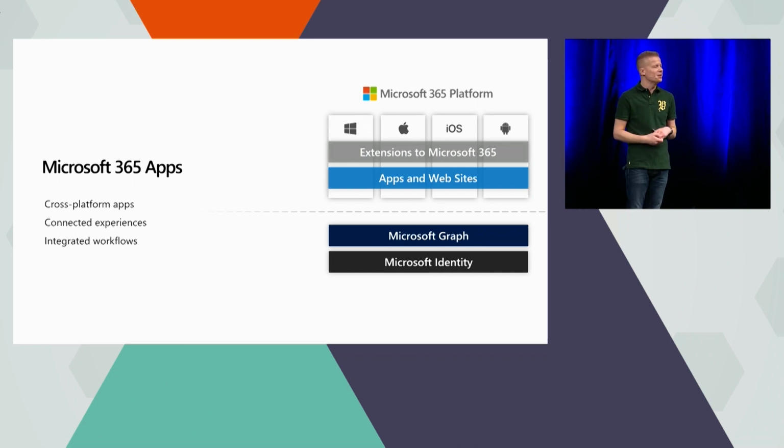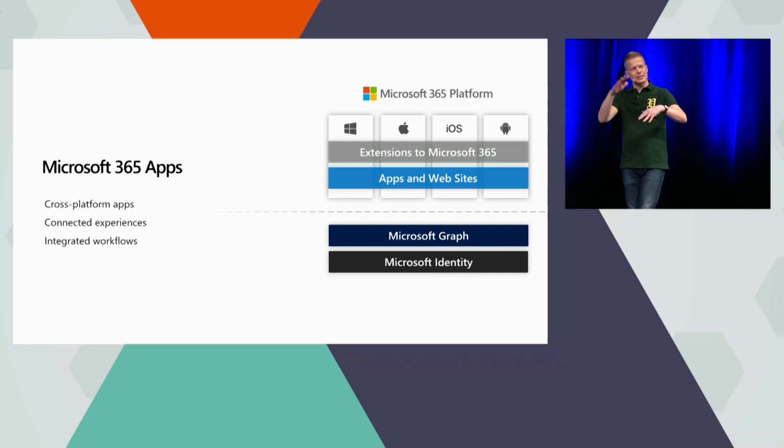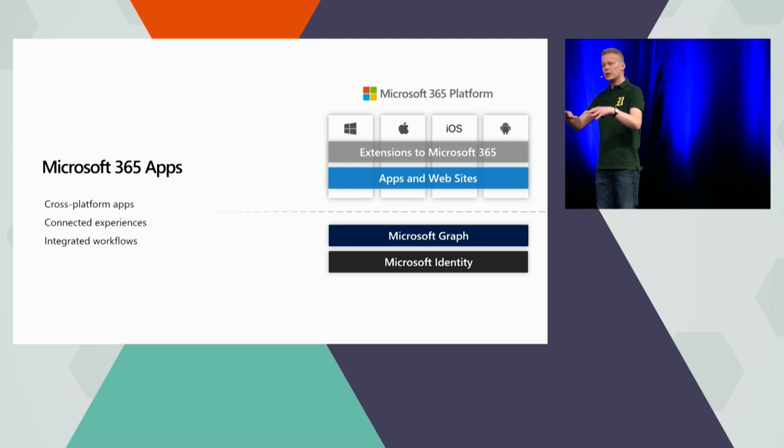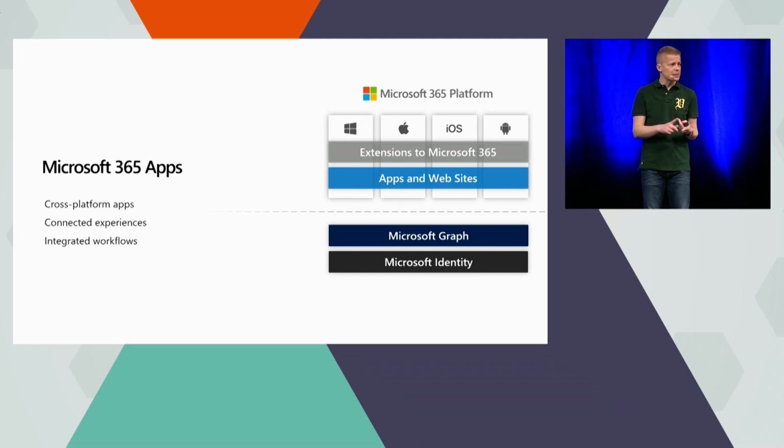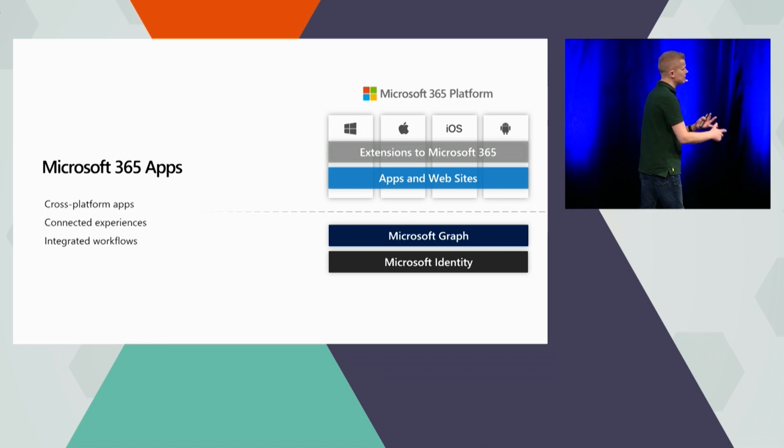Now, we talked about already that under the hood of Microsoft 365 is the Microsoft identity. And then we have the Microsoft Graph, which gives you access to all of this data and all of this information super easily. So you can get access to tasks, you can get access to SharePoint, you can create teams and all of that.